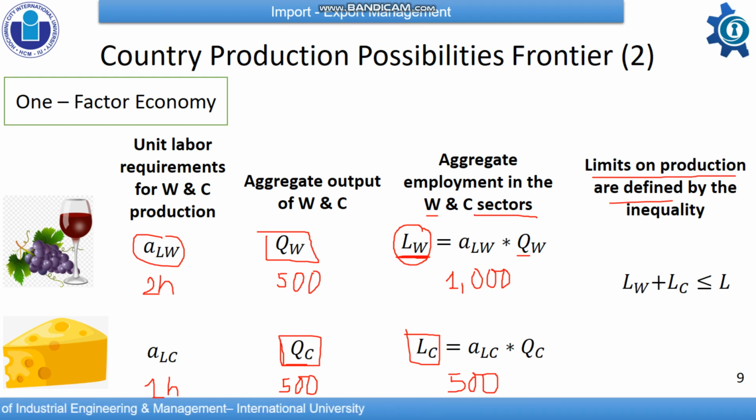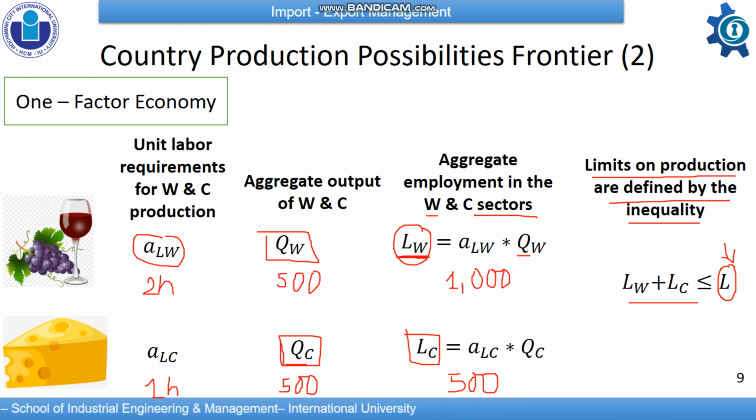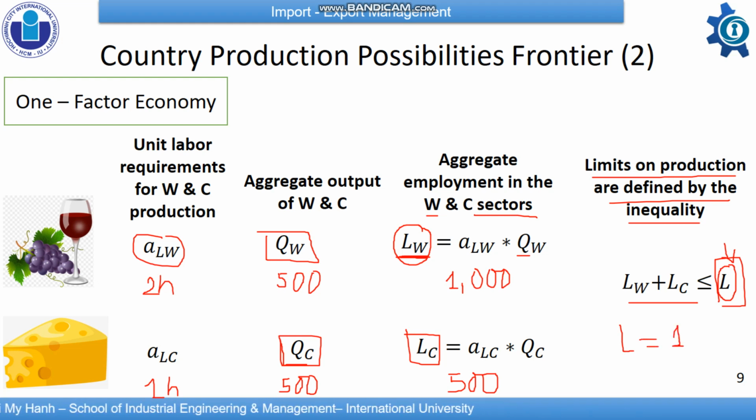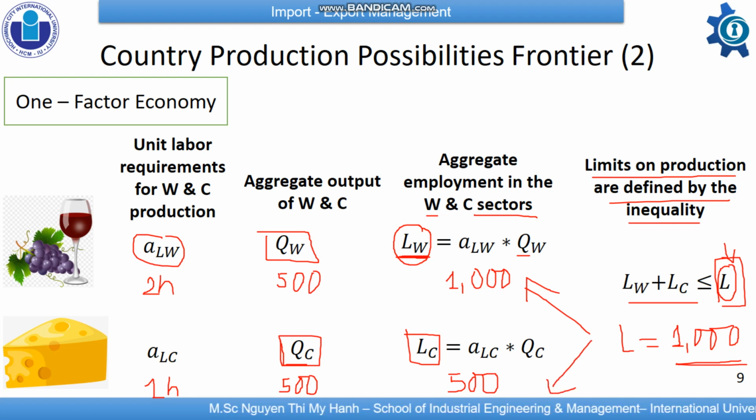So the limit on production is defined by the inequality, that is L. L is the limit on production, the limitation in labor. We can order any quantity of wine and cheese. However, we have to consider the labor constraint. For example, here we need 1000 employment in the wine sector and 500 in the cheese sector. However, if L, the limitation on production, is equal to 1000, we will not have enough labor to produce 500 gallons of wine and 500 pounds of cheese, right?